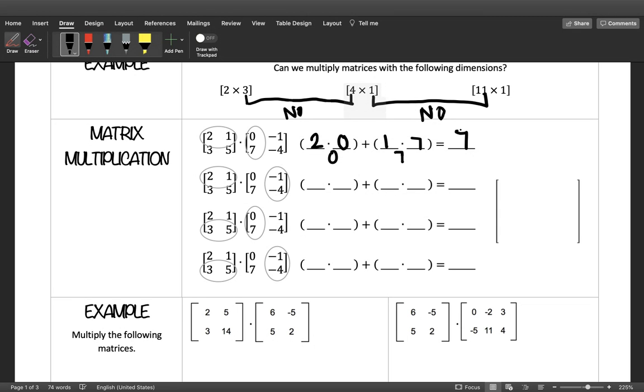Okay, so you're going to continue that. This would be the start of your first column, first row. Then we're going to go with 2 times -1. So now we're multiplying the first row by the second column, and then 1 times -4. So 2 times -1 gives me a -2. 1 times -4 gives me a -4. -2 plus -4 would give me a -6, and that will be the first row, second column.